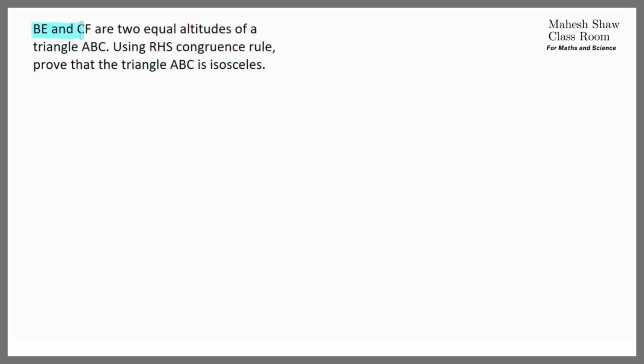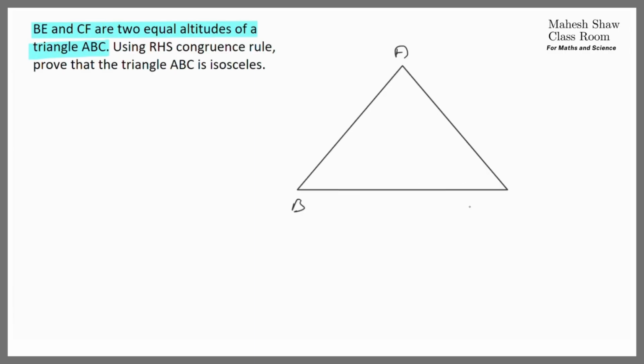In this question, he says BE and CF are two equal altitudes of a triangle ABC. So what we can do is to make a triangle, and I name this triangle as ABC. And we'll make two equal altitudes. Well, one is BE and the other is drawn from C. So this is CF. So this is BE is one altitude and this is CF. Well, altitude makes an angle of 90 degree with the base. So this is what we should write.